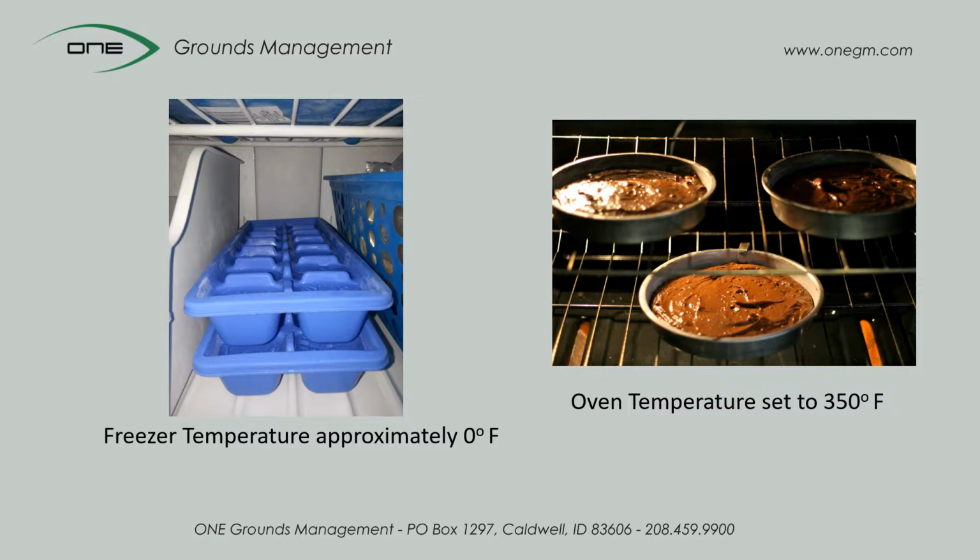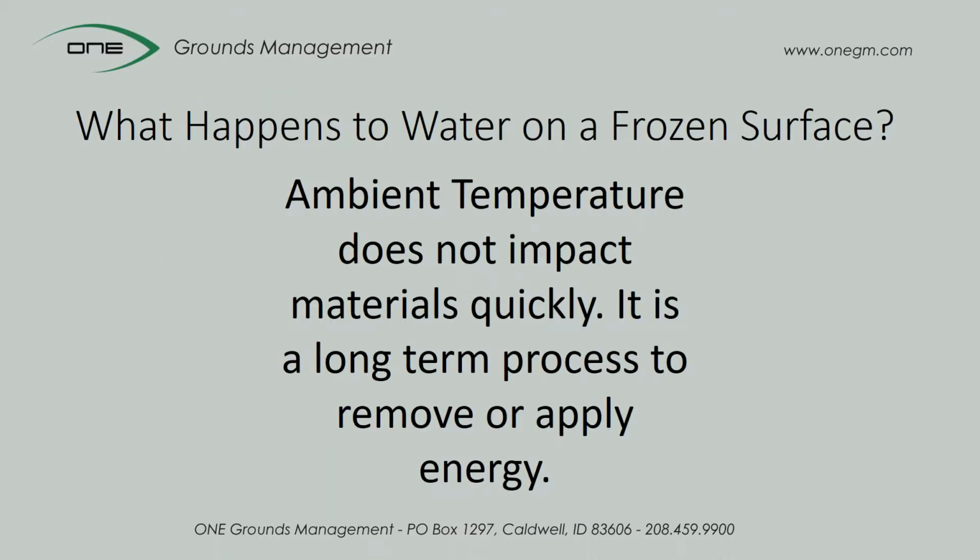For cakes, how long does it take to bake them in an oven with an ambient temperature of 350 degrees? Both processes involve energy by either removing it from the water or applying it in the oven to the cake batter. It would take 6 hours for ice cubes to form and reach the same temperature of the freezer. The cake would take about 45 minutes to bake. Ambient temperature is a long-term process for removing or applying energy to affect the state of a material.